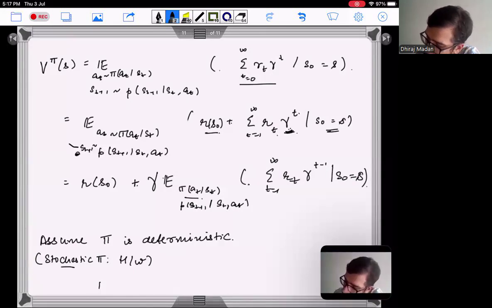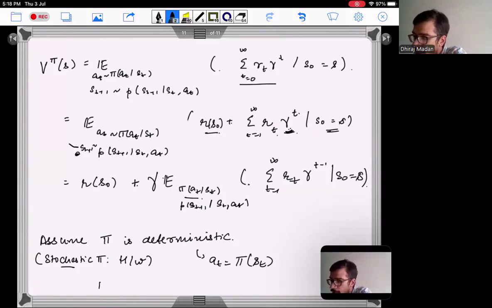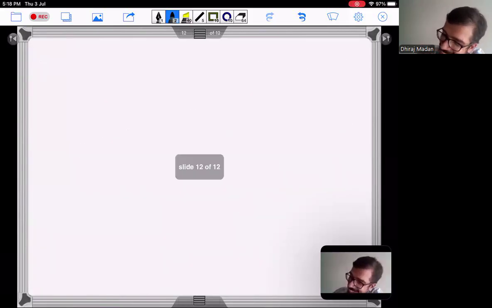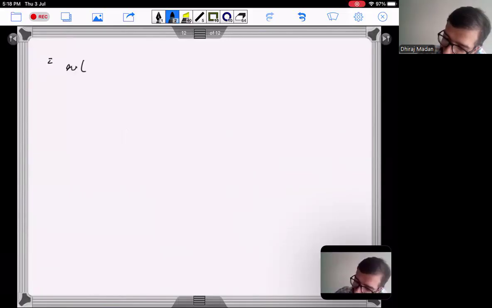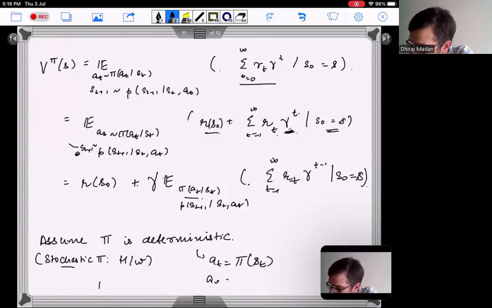So now let's look at this. Instead of pi of A_t given S_t, I'll just say that A_t is pi of S_t with probability 1. So we can have a deterministic assumption. What I do is that the first action I already know, because S naught is known. So I definitely know that A naught is just pi of S. That is something I already know because I've already conditioned on S.